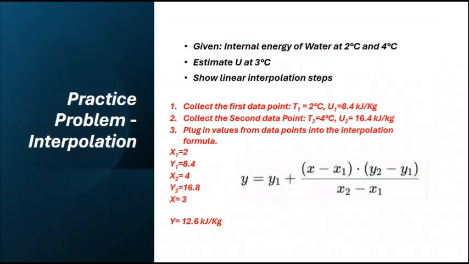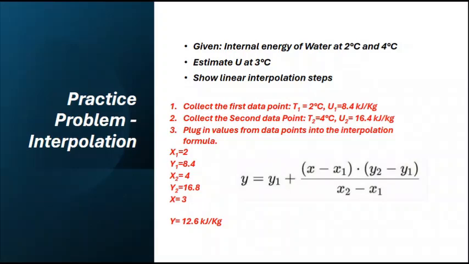We're going to let T1 and U1 be X1 and Y1, and then X2 and Y2 be the second temperature and the second internal energy. Our X will be our desired value for temperature, and Y is what we need to find. So basically, it's just plug and chug. We plug these values into our formula and get a solution.